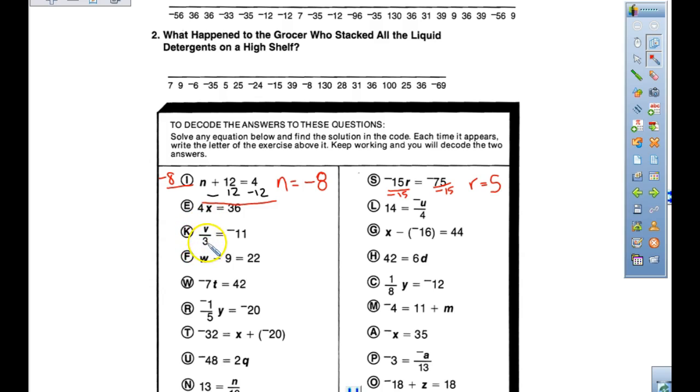So this letter K says B is divided by 3. What's the inverse of divided by 3? Multiply. We need to multiply. If we are looking at this, what happens to 3 over 3? 3 over 3 becomes 1. And we're left with B equals, Daniel, what do you get as you're writing this down? Negative 33. Up above, every place where I see negative 33, I'm going to fill in the letter K.